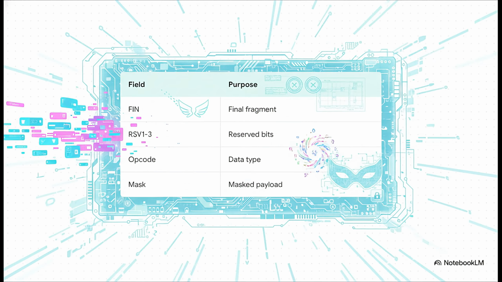The FIN bit, that simply tells us if this is the final fragment of a message. The RSV bits are basically reserved for future protocol extensions. The opcode dictates the actual data type we're sending. And the mask bit indicates whether cryptographic obscuring is turned on. It is amazing how just a few tiny bytes of overhead can manage massive, complex data streams so effortlessly.